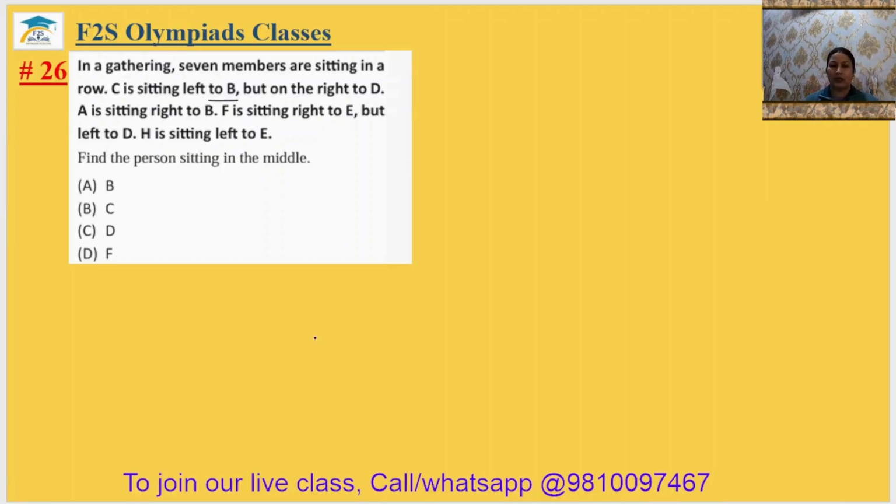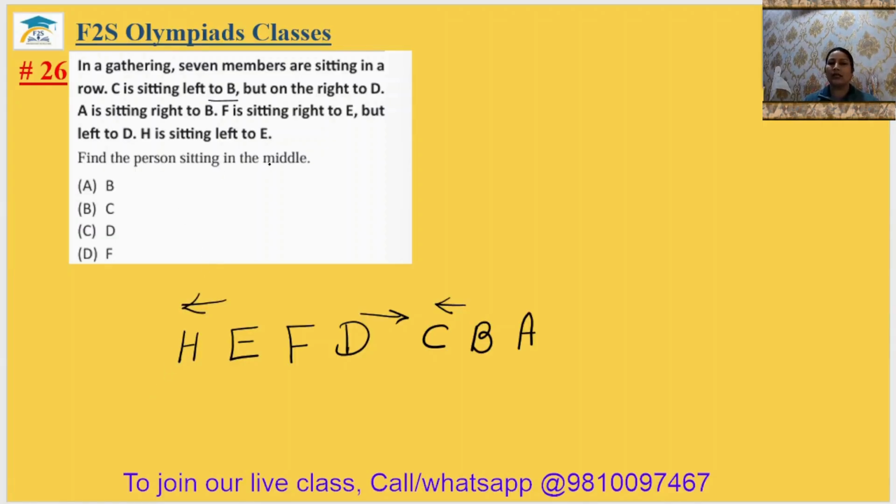C is sitting left to B. So write C and it is sitting left to B. This is the left direction. But on the right to D, it means D should be here. Its right will be C. A is sitting right to B. So it means A will be right to B on this side. F is sitting right to E but left to D. So left to D means F should be here and it is sitting right to E. It means E should be right of F. H is sitting left to E. H should be in the left direction.